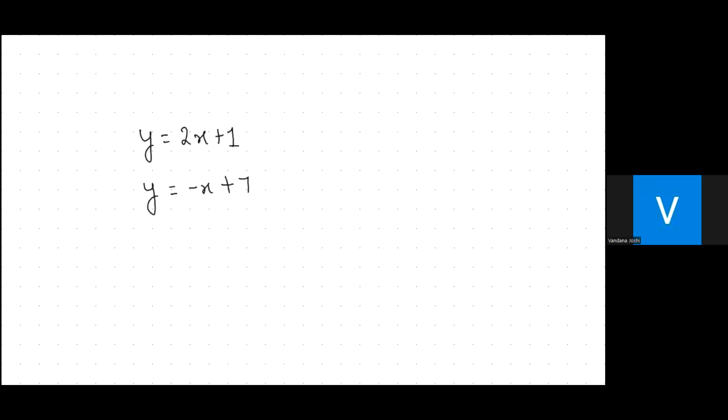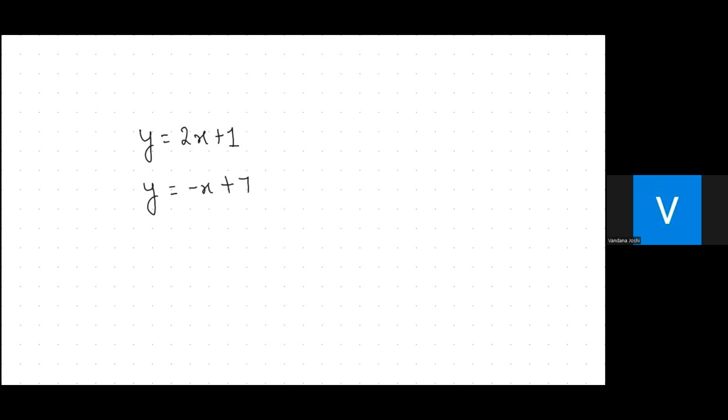Okay, so we'll be discussing how to solve the system of equations using the substitution method and the elimination method. So let's start with the elimination method. In the elimination method, we need to get rid of one variable by subtracting or adding two equations.